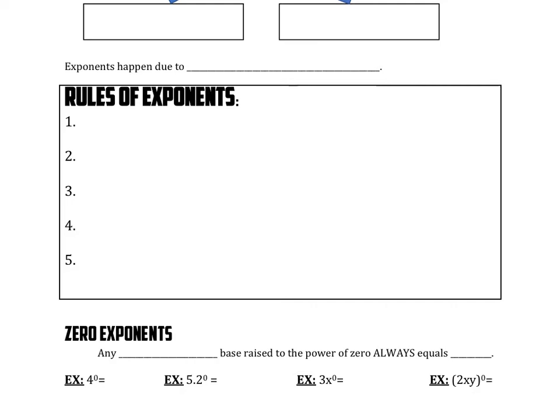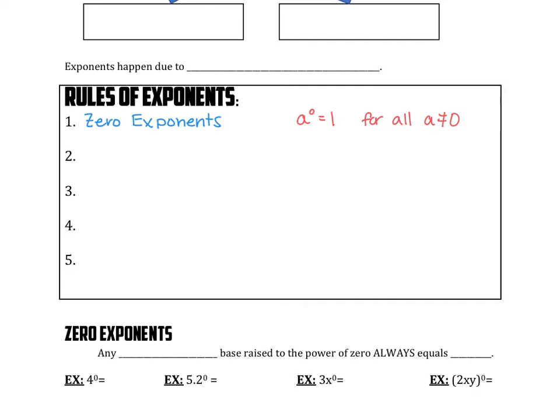Okay, so remember our first rule of exponents was our 0 exponent rule. And remember with 0 exponents, the definition says it's a to the 0 equals 1 for all a that are not equal to 0. So as long as it's not 0 to the 0, the result is 1.